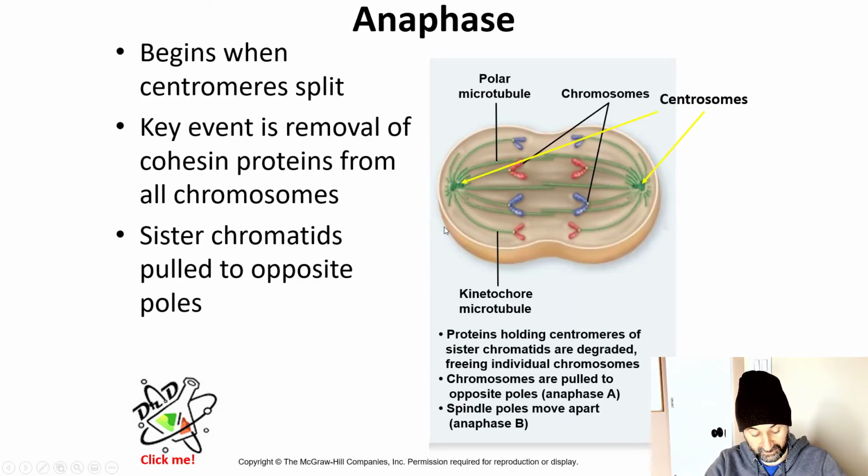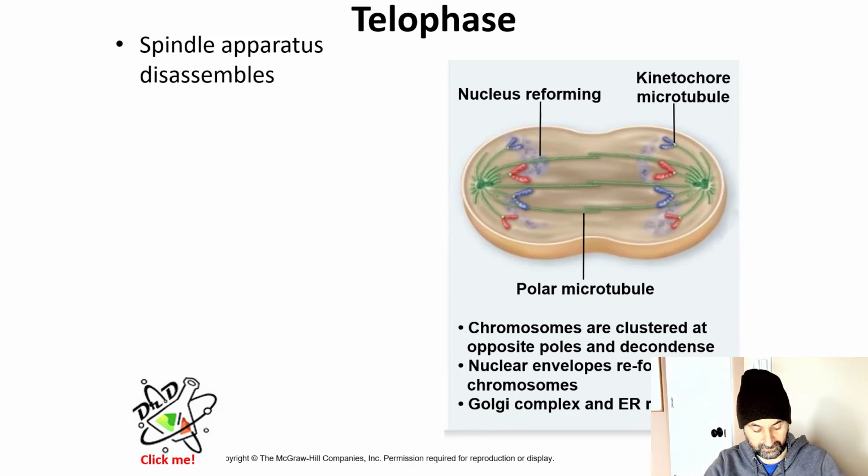Then what happens during anaphase? Anaphase, look at this. Sister chromatids separate from one another. Then telophase, the daughter nuclei form. A nucleus forms here and a nucleus forms here. So daughter nuclei form.